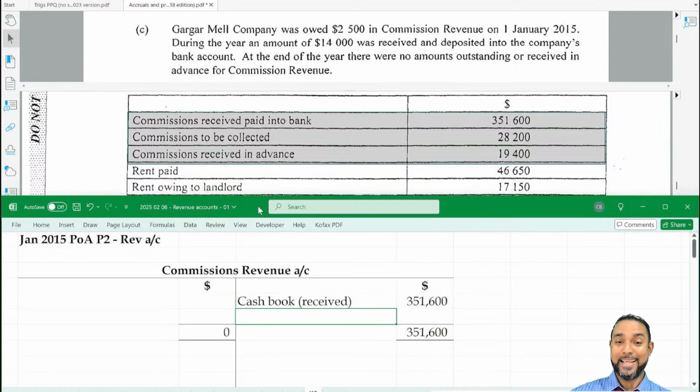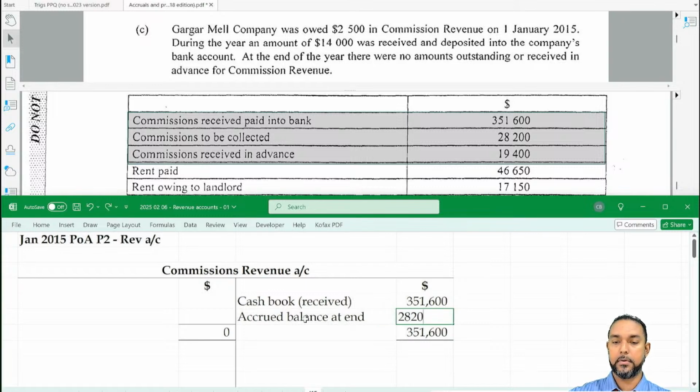351,600. At the end, you had commissions to be collected. So that's accrued. That's going to be brought down on the debit side. But before it can be brought down on the debit side, right? So accrued balance at end.